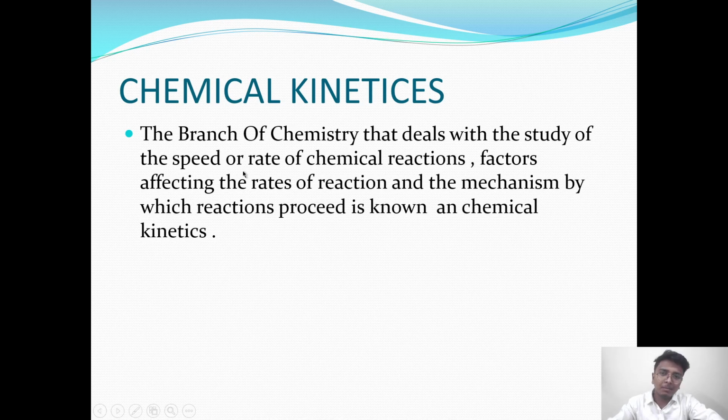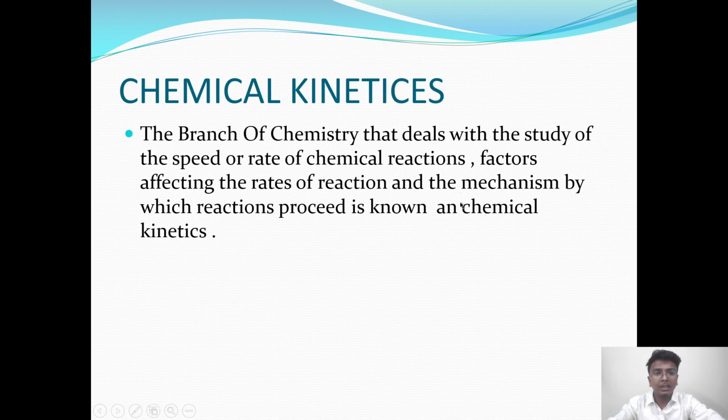Chemical kinetics is a branch of physical chemistry which deals with the study of the speed and the rate of the chemical reaction and the factors which affect the rate of the reaction. The factors are like the temperature and the catalyst. When we increase the temperature, the rate of reaction increases, and the catalyst helps us increase the rate of reaction without taking part in the chemical reaction.